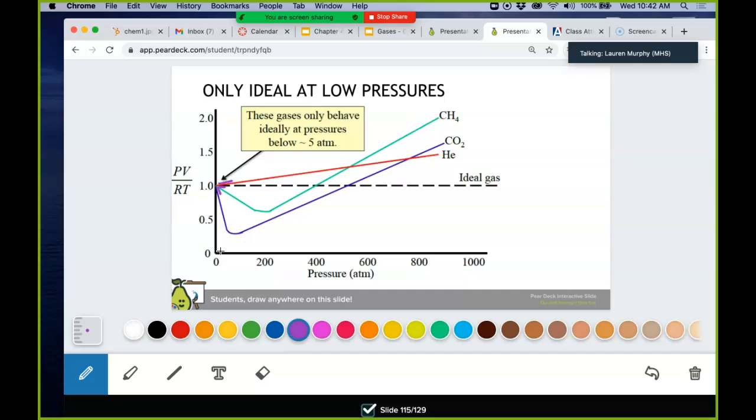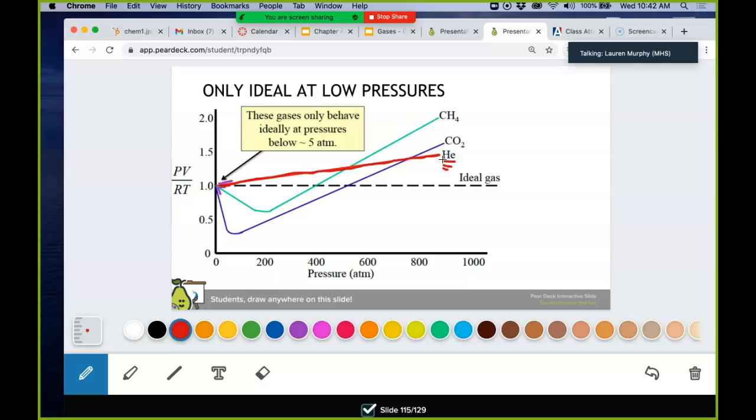Now notice who stays closest to it. Who's the closest to ideal even at higher pressures? And why? Well, it's helium, and it's because I told you your noble gases are, besides diatomics, as ideal as it gets. So even under higher pressures, yes, it's deviating from ideal, but it's the most ideal between these three, and that's because of identity, because it's a noble gas, and noble gases tend to behave fairly ideally.